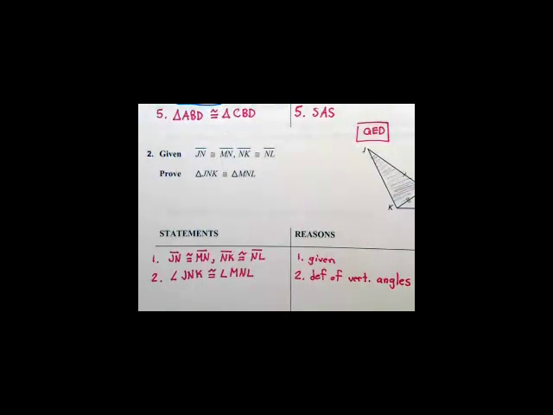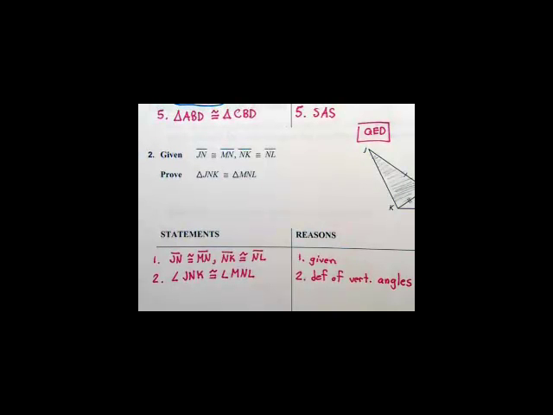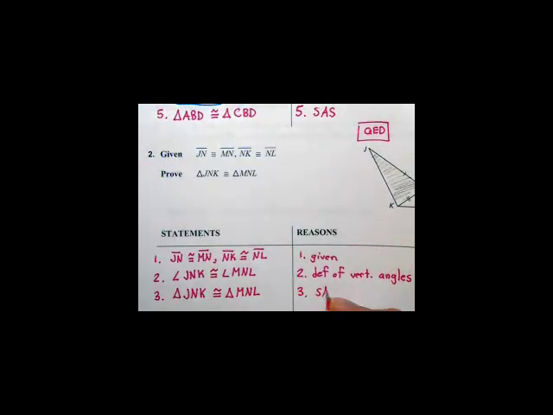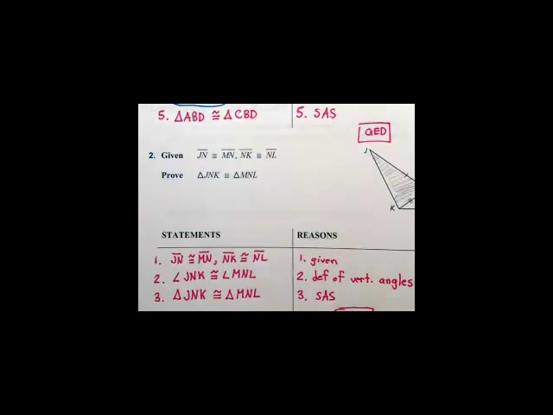Okay, and so now we have two pairs of sides congruent. We have a pair of angles congruent. We've got everything we need, right? Ready for SAS. Let's do it. So triangle JNK congruent to triangle MNL using SAS. Done. Okay, that one only took 3 steps.